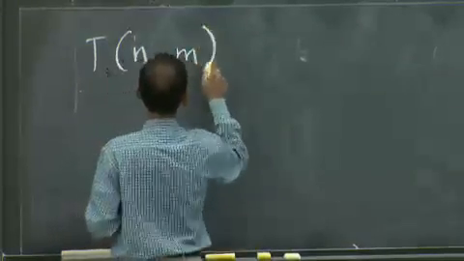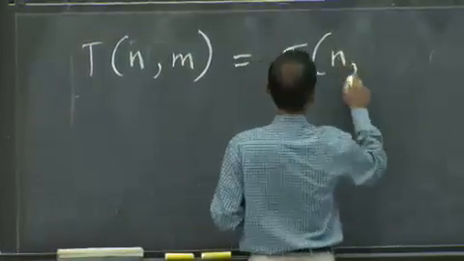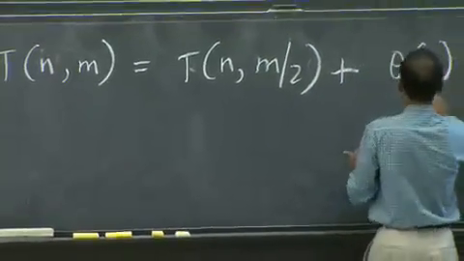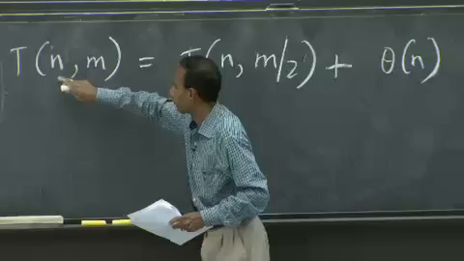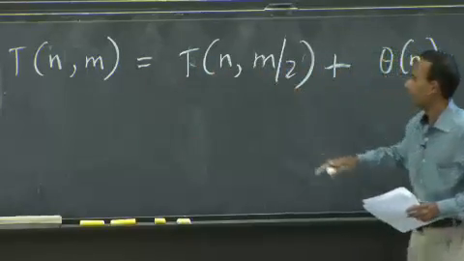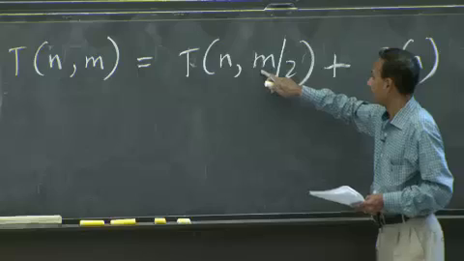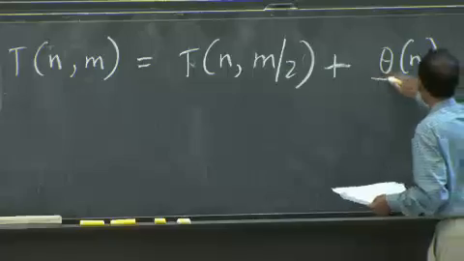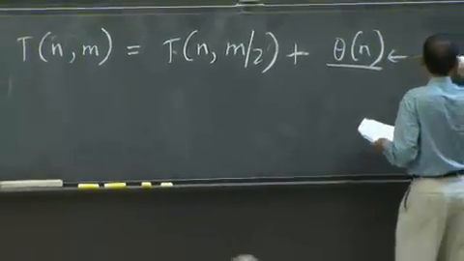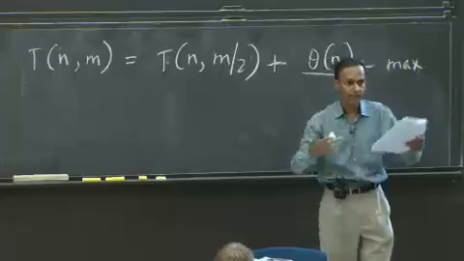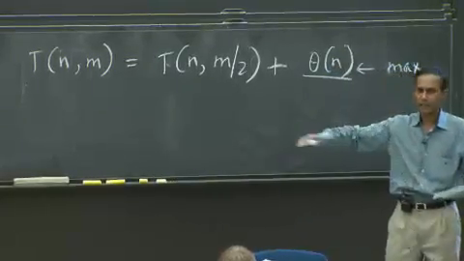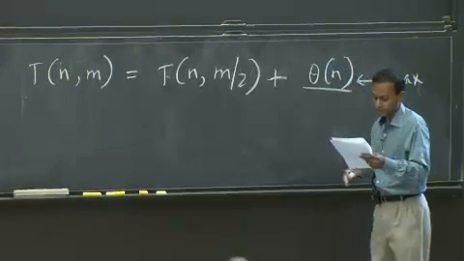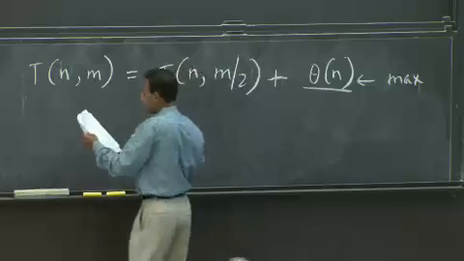All right, so overall what you have is something like T of n, m equals T of n, m over 2 plus theta n. Why is that? Well, n is the number of rows, m is the number of columns. In one case, you will be breaking things down into half the number of columns, which is m over 2. And in order to find the global maximum, you'll be doing theta n work, because you're finding the global maximum. Right? You just have to scan it. That's what it's going to take.